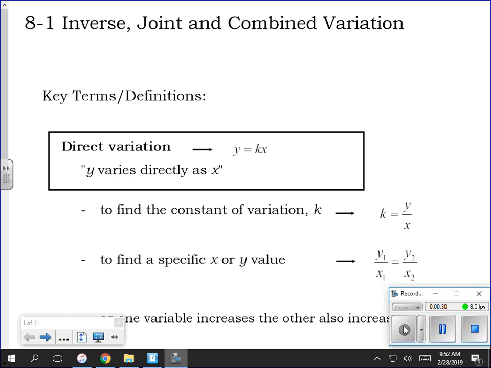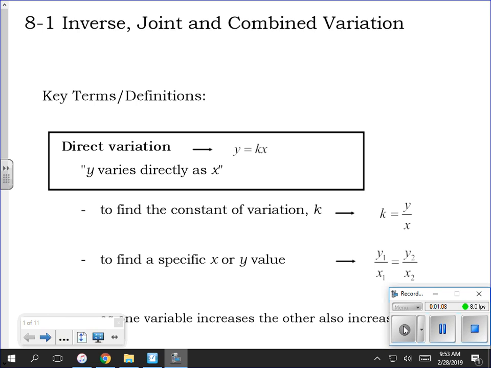Direct variation, y varies directly as x. Y and x are variables. K is your constant of variation. So for direct variation, you have essentially two forms of the equation. Y equals some number times x, or some number equals y divided by x. Sorry, x divided by y. Is that right? No, it's y divided by x. Yes, thank you. It always takes me a second.